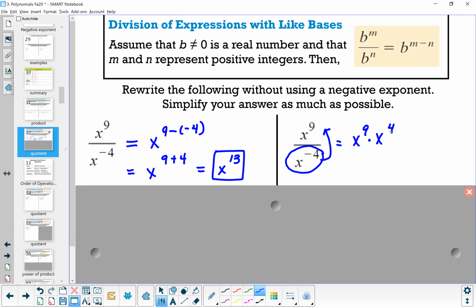And now I have a product. So instead, I'm going to add my exponents. x to the ninth plus 4. And we get the same answer, x to the 13th.